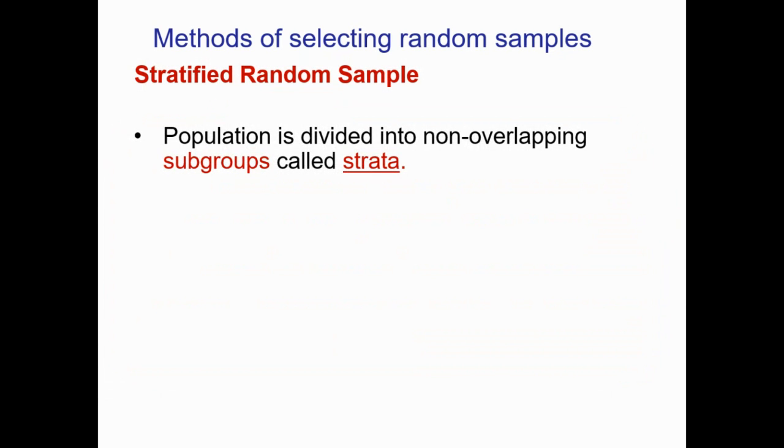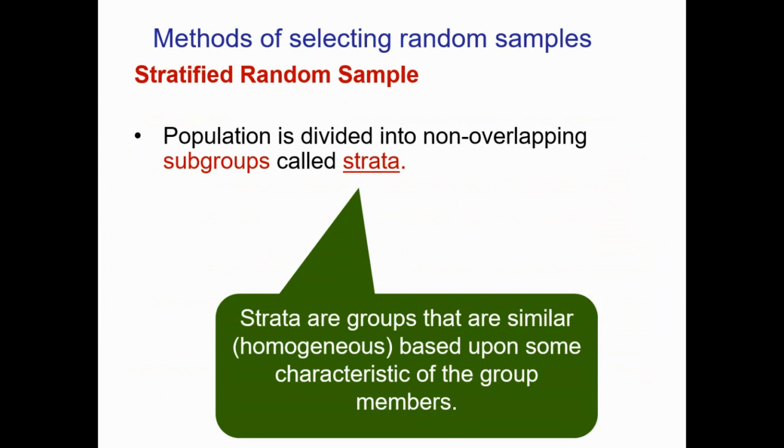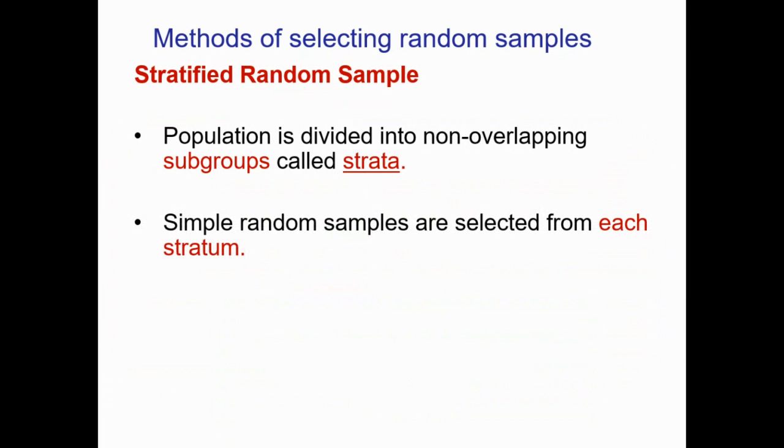So in this case, the population is divided into non-overlapping subgroups called strata. So you can't be a junior and a senior at the same time. You're either a junior or a senior, based on what your credits say. So they're non-overlapping. Strata are groups that are similar or homogeneous based on some characteristic of the group members. So they're all freshmen, they're all sophomores, etc. Simple random samples are selected from each stratum. So that basically each class.